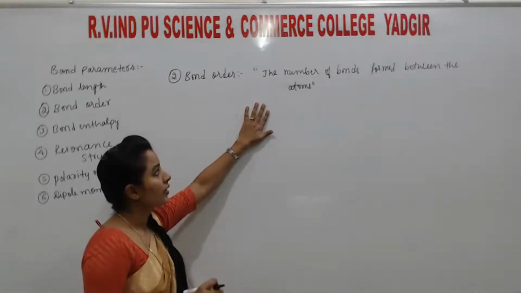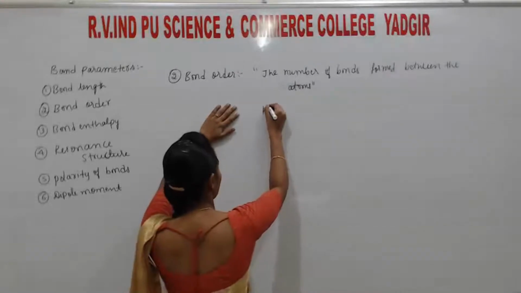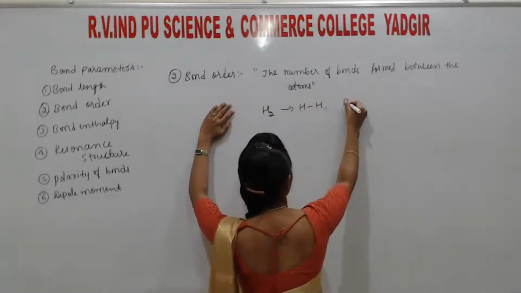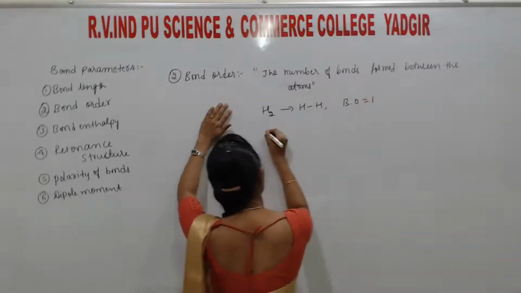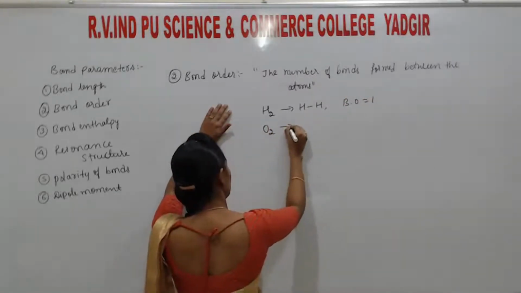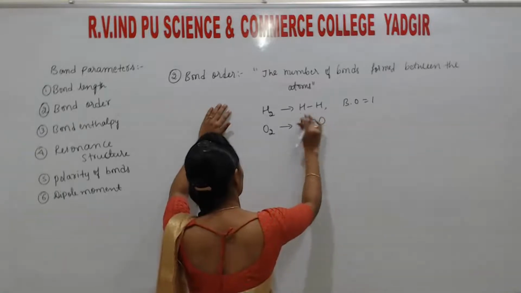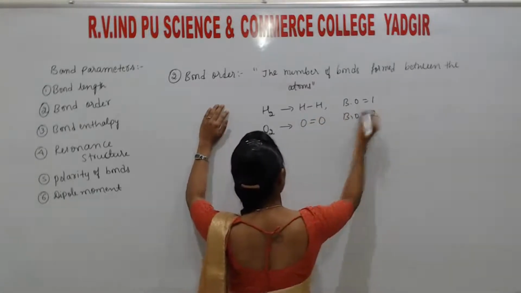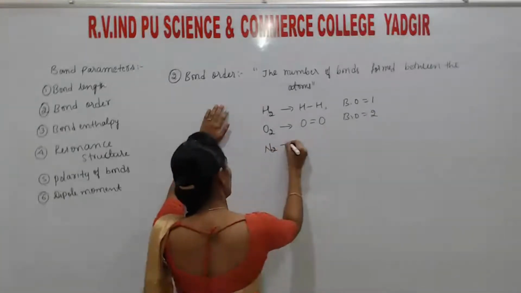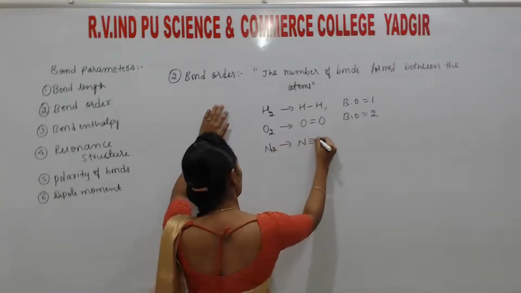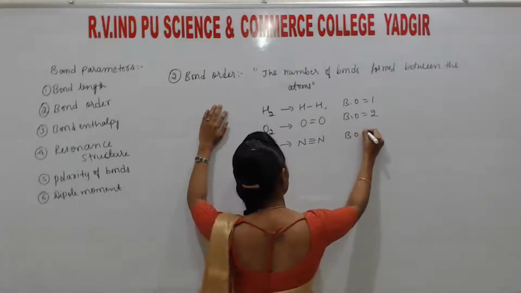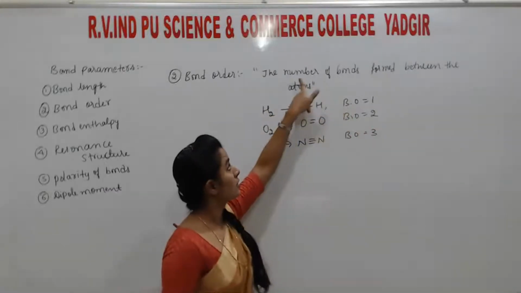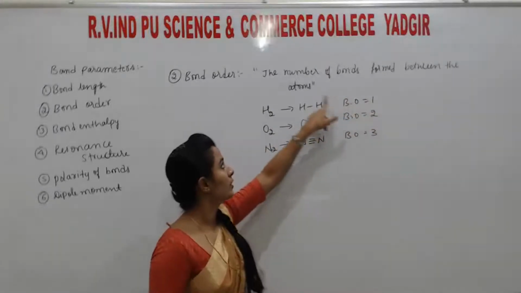Means, for example, hydrogen molecule. So that is H single bond H. Bond order is 1. Oxygen molecule, that is O double bond O. Here the bond order is 2. Nitrogen molecule, so N triple bond N. So bond order is 3. Are you getting? Bond order means what? It is the number of bonds formed between the atoms.